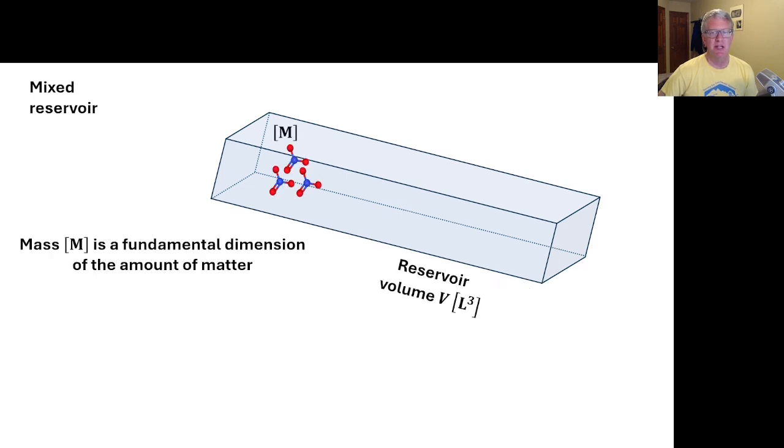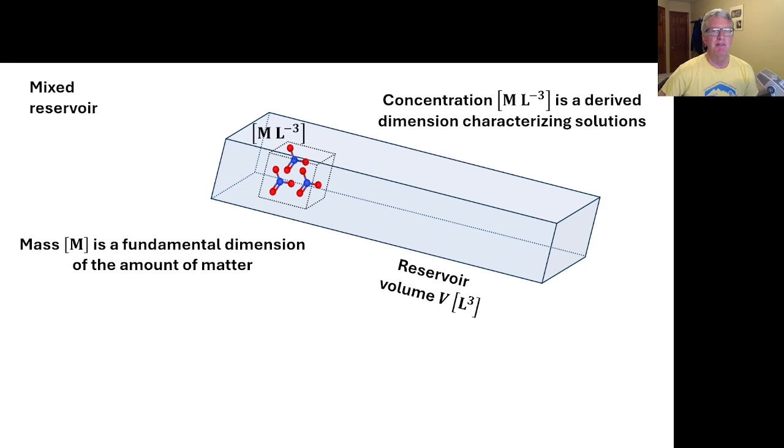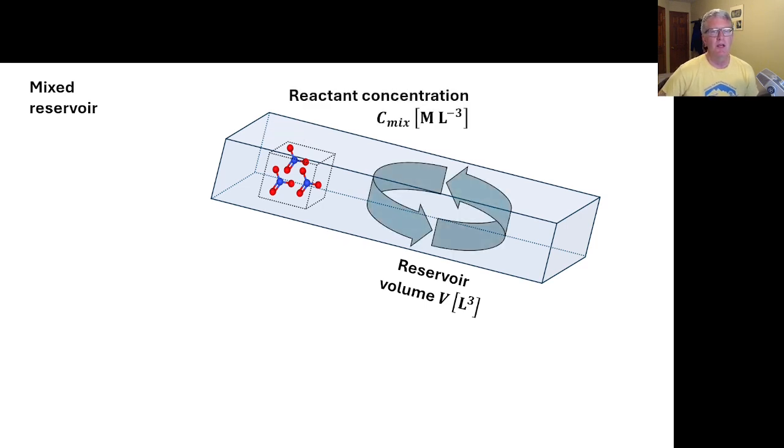Mass is a fundamental dimension describing an amount of matter. We might use mass to describe the amount of solutes within the reservoir. But the abundance of a solute is more likely described with derived dimensions relative to a given volume of water in the reservoir. This provides a metric of concentration that has dimensions of mass of solute per volume of solution. We call this a mixed reservoir to simplify the math and logic by assuming the solute is uniformly distributed throughout the volume.